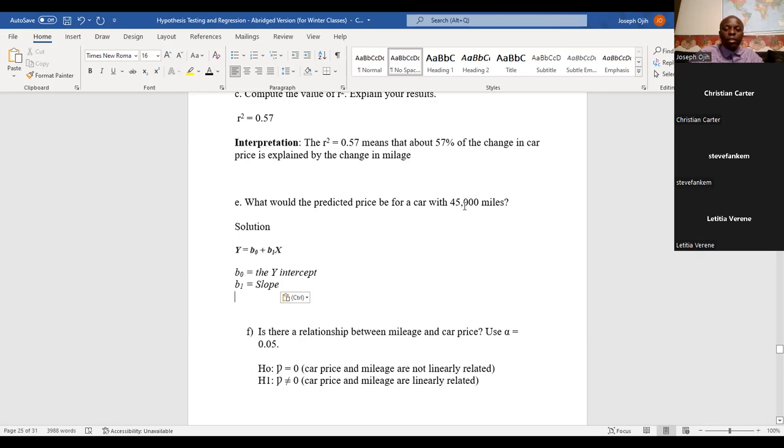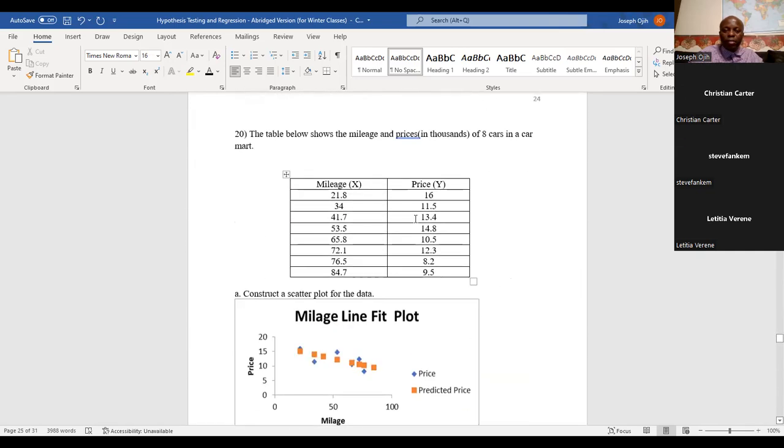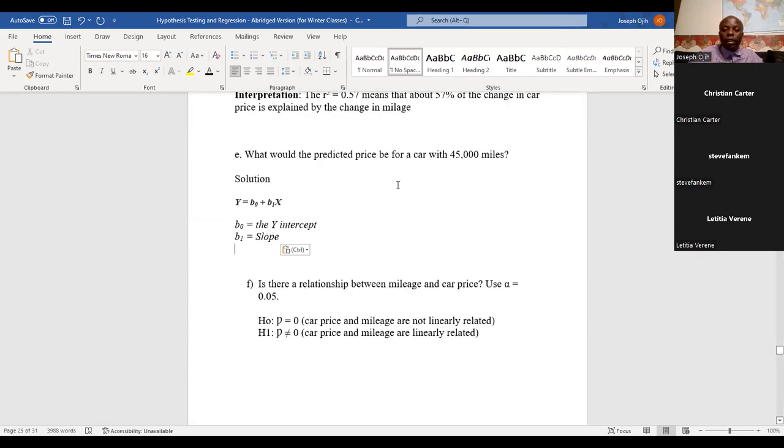For 45,000 miles means that X equals 45. If we remove all these 3 zeros, like I did in the table, you can see that everything here is in thousands. This 16 means 16,000. 21.8 means 21,800. So 45,000 miles means just 45. But first of all, let us figure out what the slope estimates are in this regression equation. So we have it in this form.